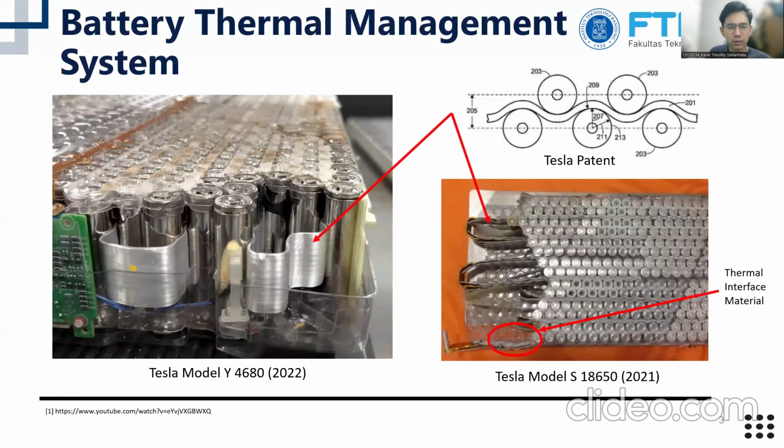And this is the solution. The solution is the battery thermal management system. Tesla is one of the first companies to use a cylindrical battery with a liquid cooling method in the battery pack. The figure is from the Tesla Model Y and the Tesla Model S. The cooling pipe is made like a serpentine pipe, so the battery will be attached to the pipe. And in the Tesla Model S there is thermal interface material, to ensure the battery and the pipe contact each other perfectly.